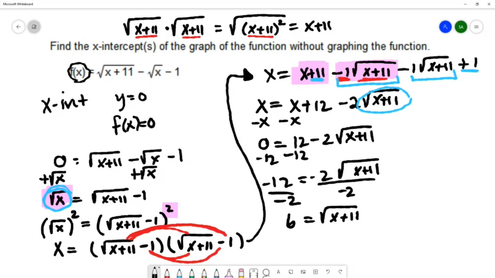Once you isolate it, then you try to get rid of it. So to get rid of this square root, I'm going to square. I'm going to square the left and also square the right.